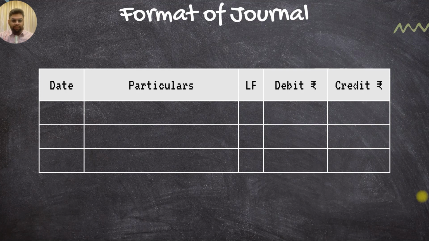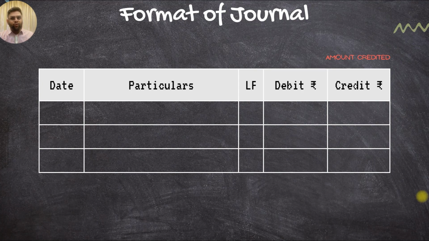In the date column, we write the date of the transaction. In the particulars column, we write the debit effect and credit effect. LF stands for ledger folio. LF column हमेशा खाली ही रहेगा, but इसका meaning we will understand better when we learn ledger in the ledger video. Then, in the debit column and in the credit column, we write the amount debited and amount credited in rupees. This is what a journal looks like.